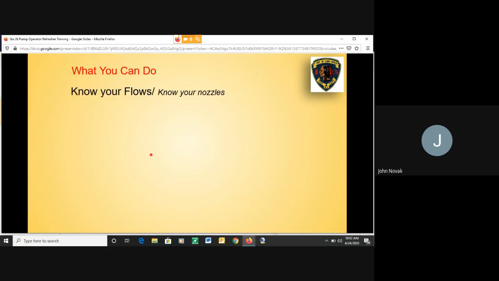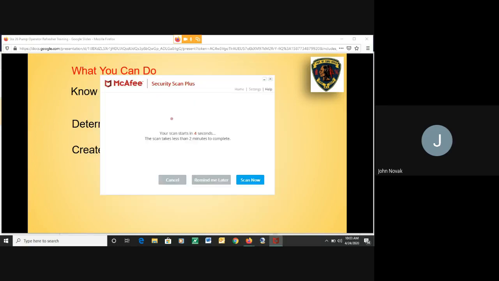So what we can do is know your flows. Okay, know your nozzles, know your flows. Determine your hose coefficients, which we did. Create a flow chart, which I did. I have 2 new flow charts, which will be put on the apparatus. So flow charts represent the new nozzles.